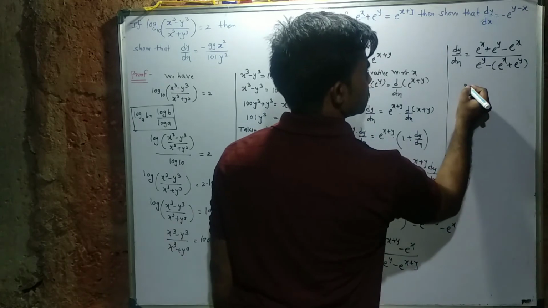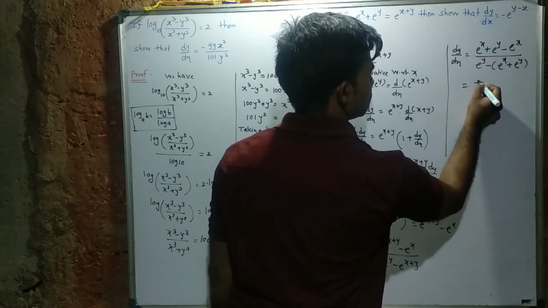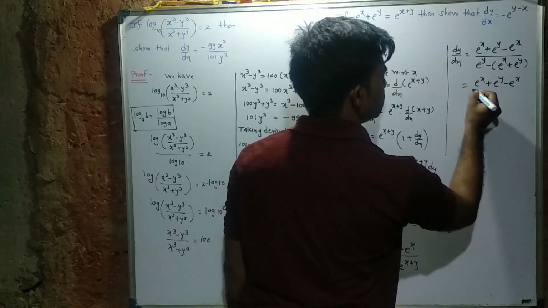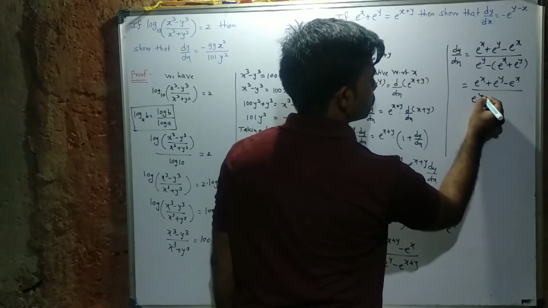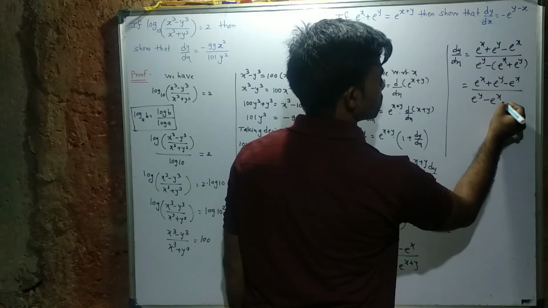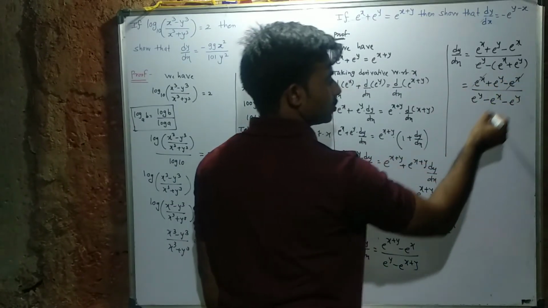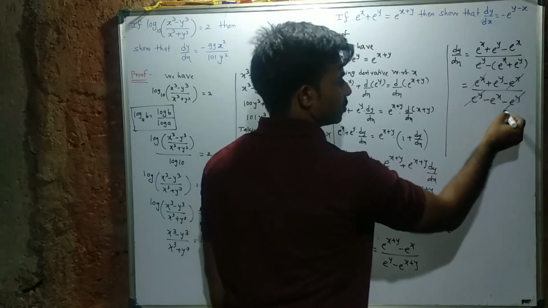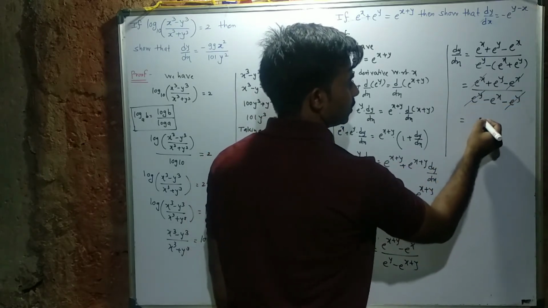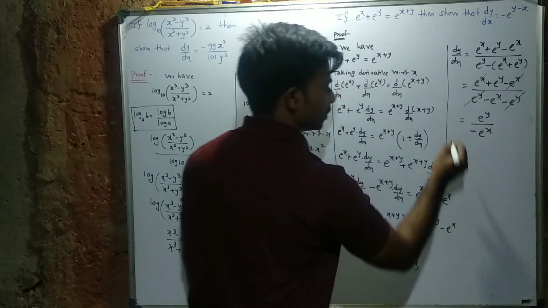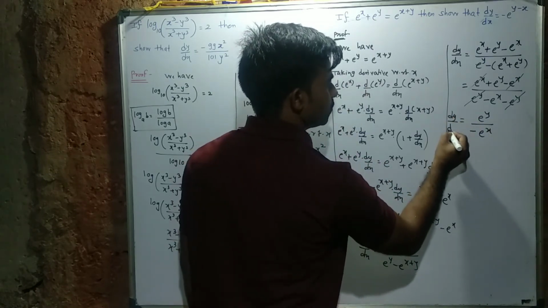Then taking the minus sign inside the bracket, you will get e raised to x plus e raised to y minus e raised to x, whole divided by e raised to y minus e raised to x minus e raised to y. Then e raised to x is cancelled with e raised to x, and e raised to y is cancelled with e raised to y. Here you will get e raised to y divided by minus e raised to x. That means dy by dx is equal to this one.